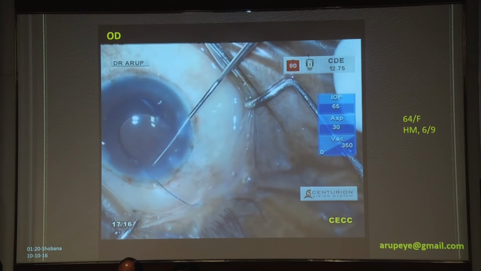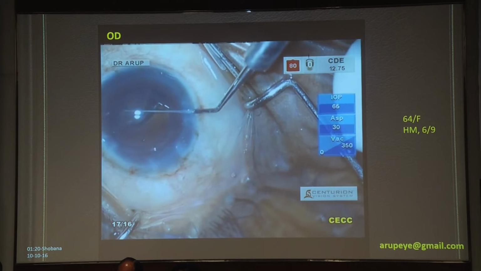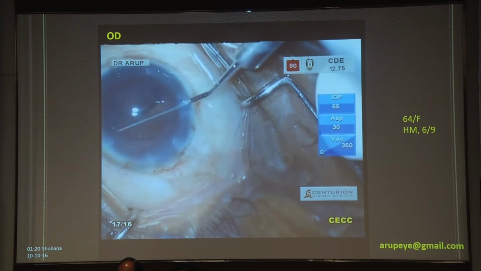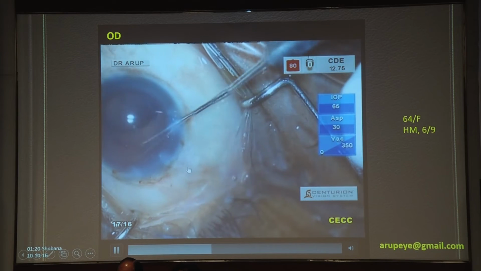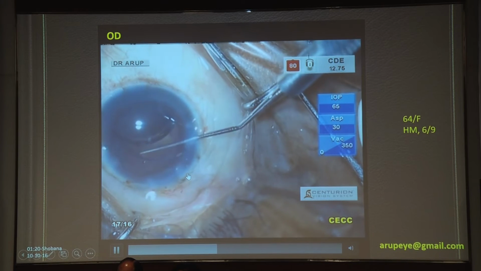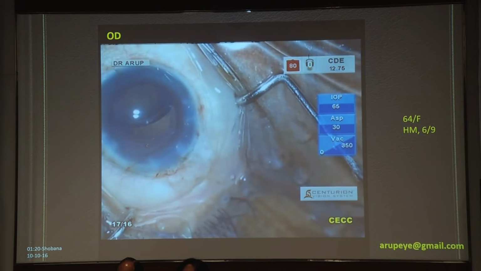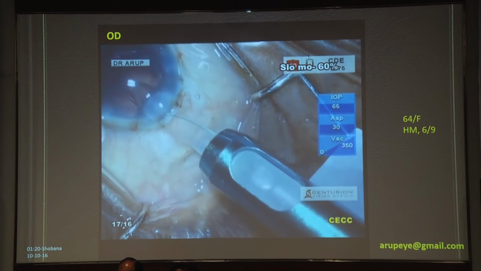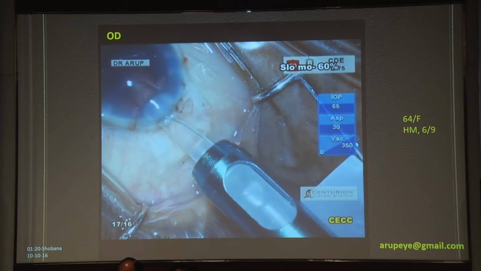So as I dial the trailing haptic to try to dial it into the bag, see there is significant decentration of the lens on the nasal side, east-west decentration. So I realized that I'm dealing with a very large posterior capsular rent. Now how the rent happened gets clear when you see the slow motion view.